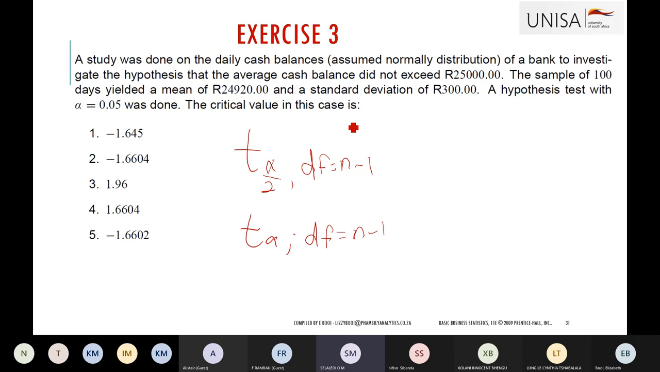I say we're doing a single tail because the claim is that the average cash balance did not exceed 25,000, therefore meaning that it is less than or equal to 25,000. So it means our null hypothesis, since this is about the average mean, states that the mean is less than or equal to 25,000. Those who said they are doing two tails, you answered the question for the one tail, né? Why are you saying it's a two tail?